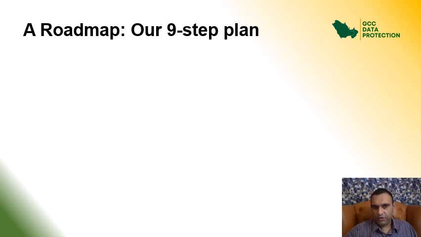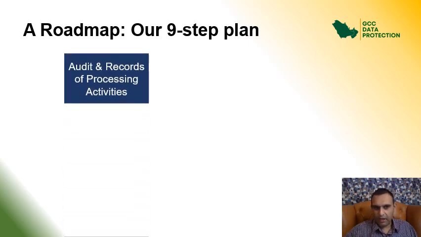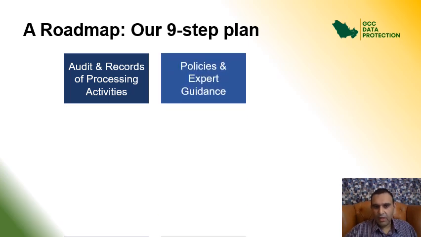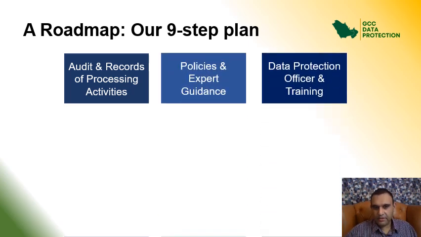And that kind of brings us on to our 9-step plan. So at the start, we would do an audit and build a plan. We'd then build your records of processing activities, or your data register. After that, we'd put together policies and expert guidance, data protection officer and training. Now, some organizations want us to train up your own data protection officer, and we're really happy to do that and then support them in the early months or years before they become a fully fledged and experienced person that can do your data protection for you.